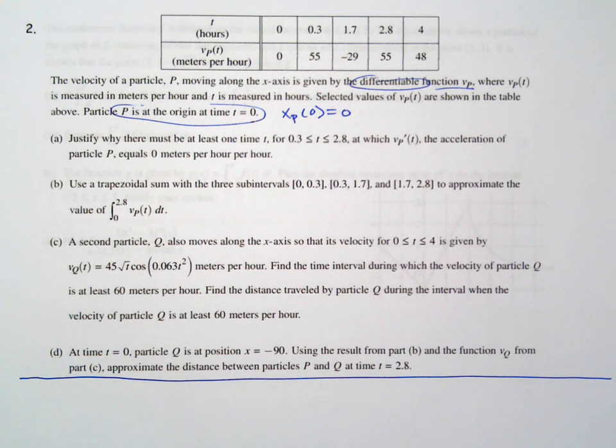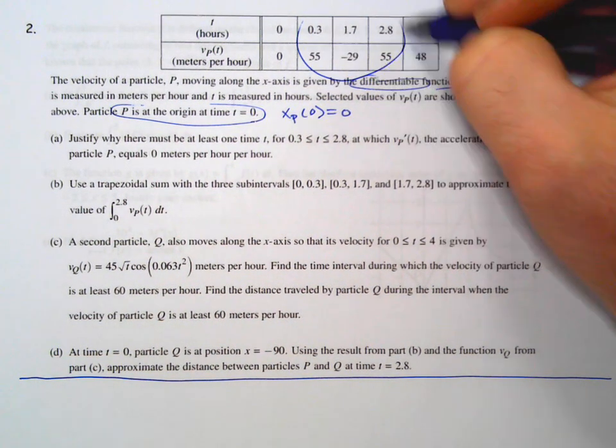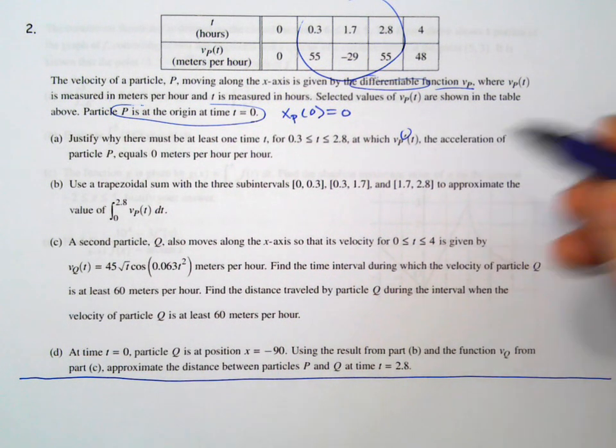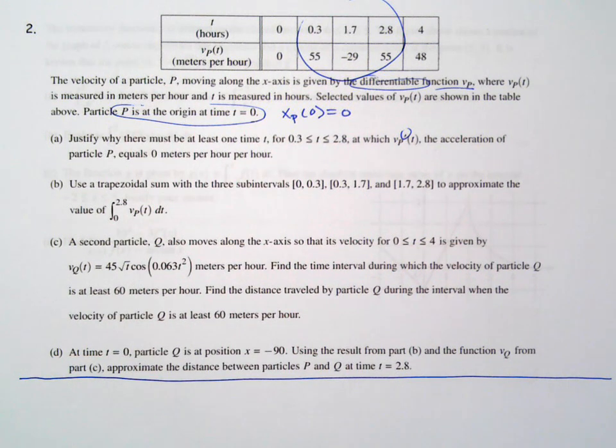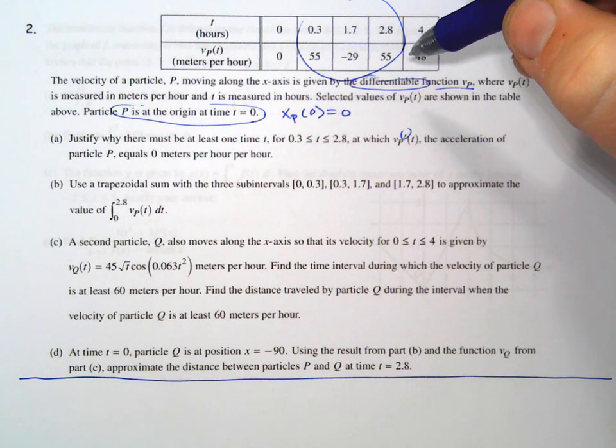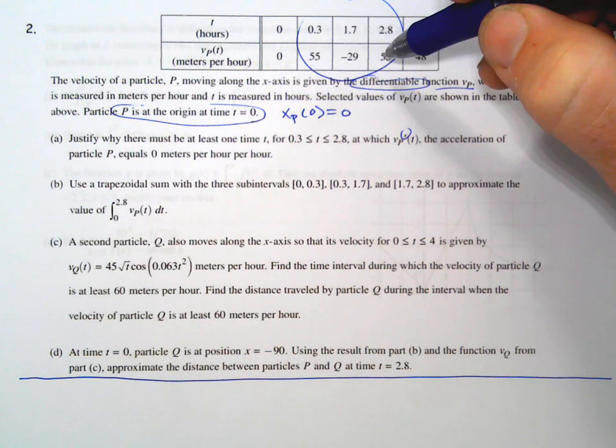A, justify why there must be at least one time t between 0.3 and 2.8 where the derivative of v, the acceleration of P, equals 0 meters per hour per hour. Now, there's probably only 2 things that would be useful here, either mean value theorem or intermediate value theorem. Intermediate value theorem is the easier one to use, and that would be if we actually had acceleration values here and we could prove, okay, here it's positive, here it's negative, so it had to go through 0 at some point.